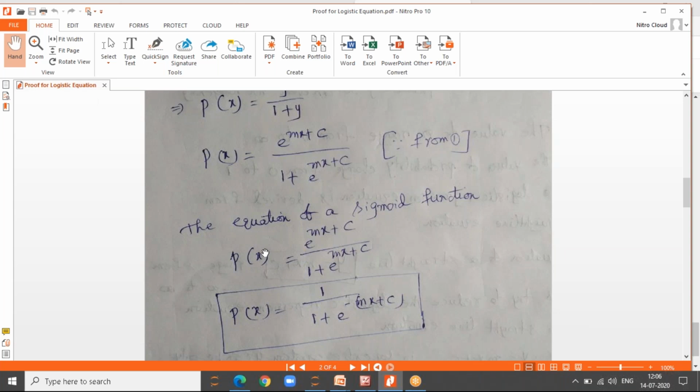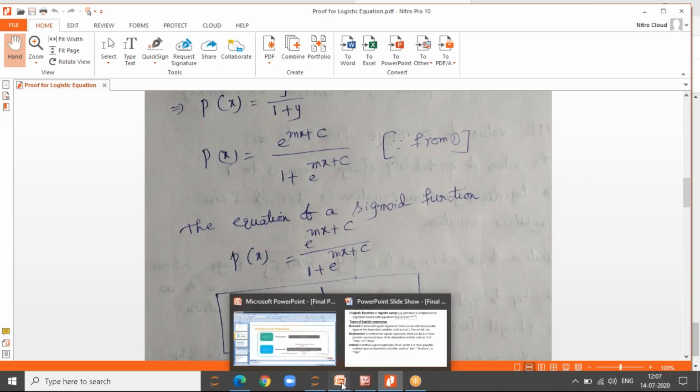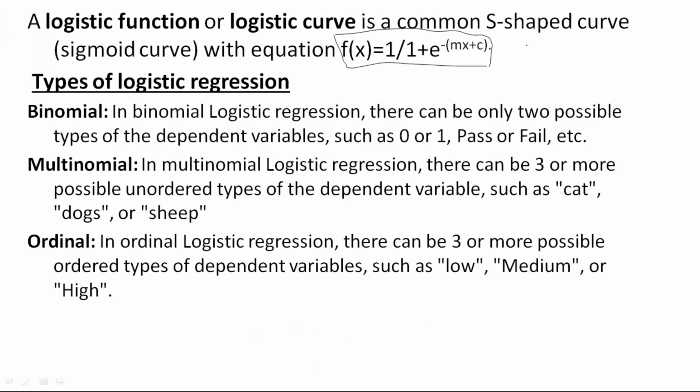So this is the value. This is the estimated value of an event, the probability of an event that can be derived with this sigmoid function, right? So this is how we got this f of x function. This is about the logistic equation and the logistic function that we use for predicting the outcome, right?